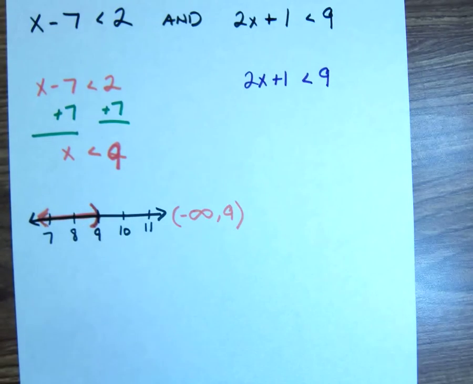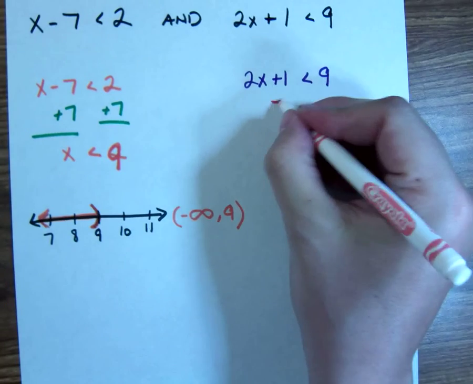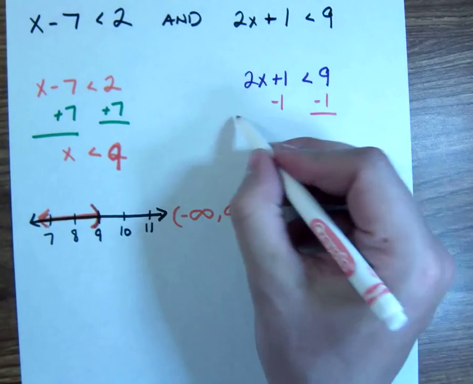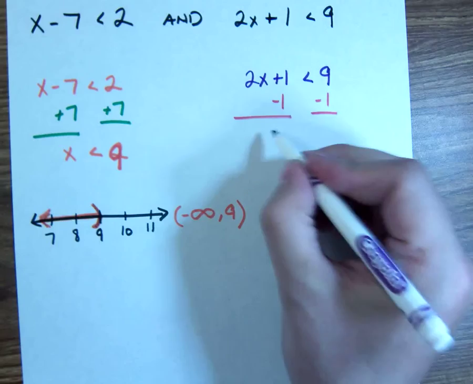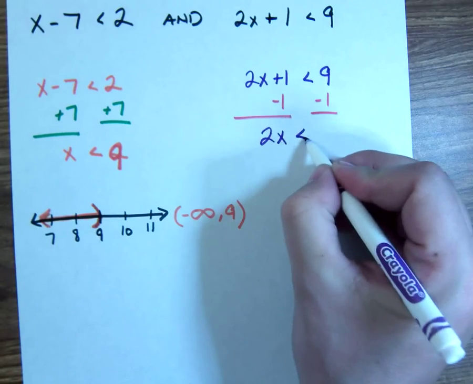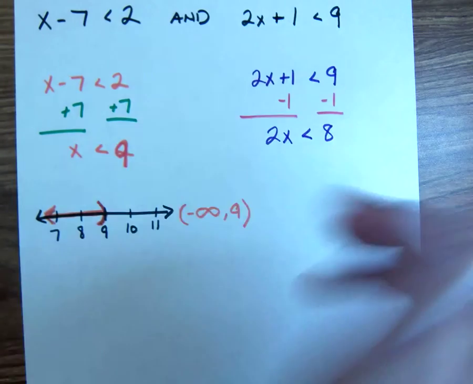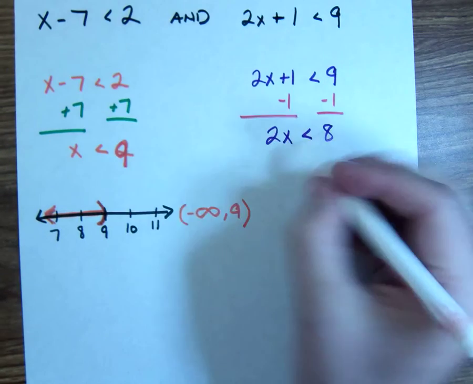Okay. So we will subtract 1 on both sides. And that gives me 2x is less than 8. And then I'm going to divide by 2.